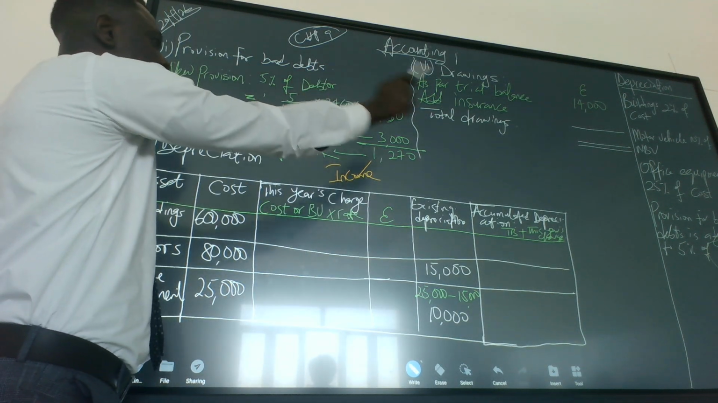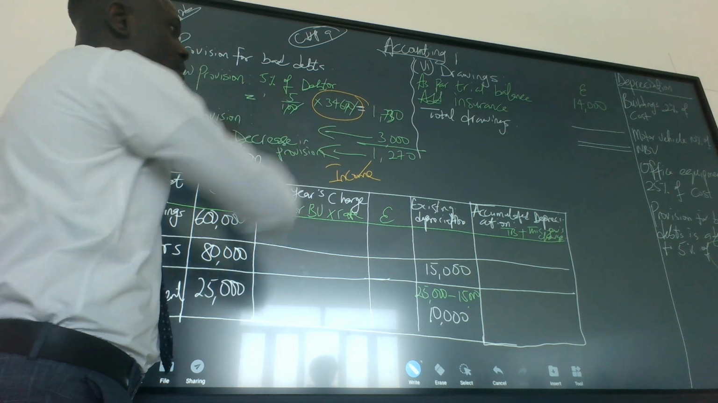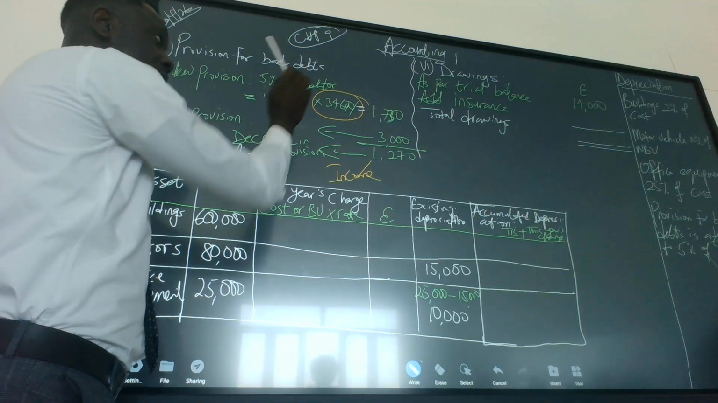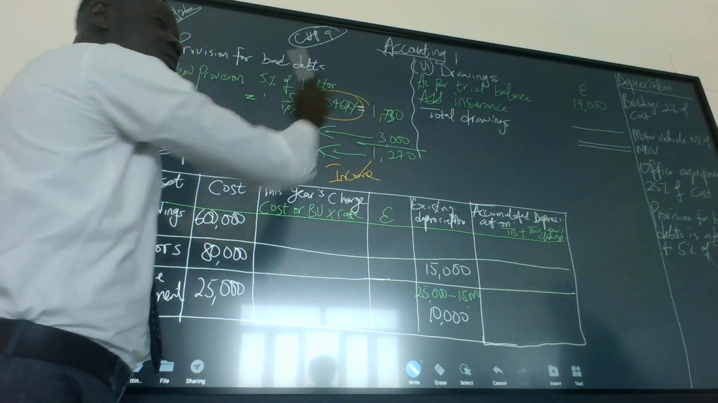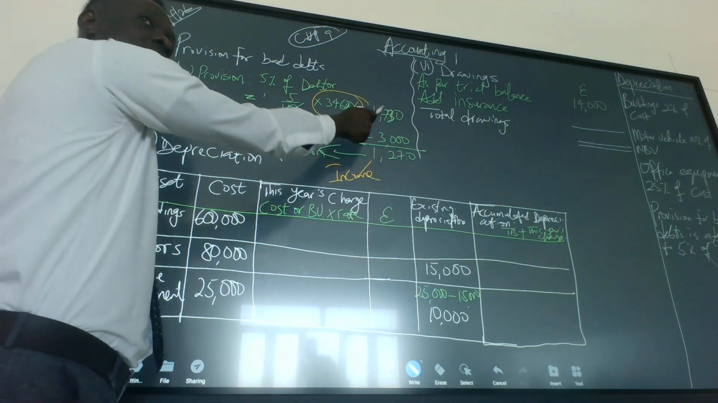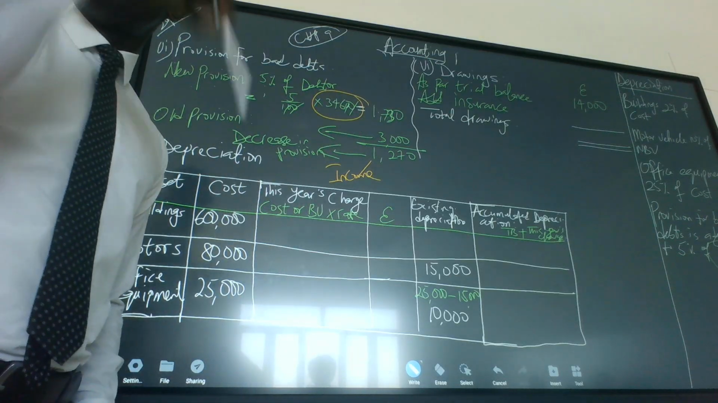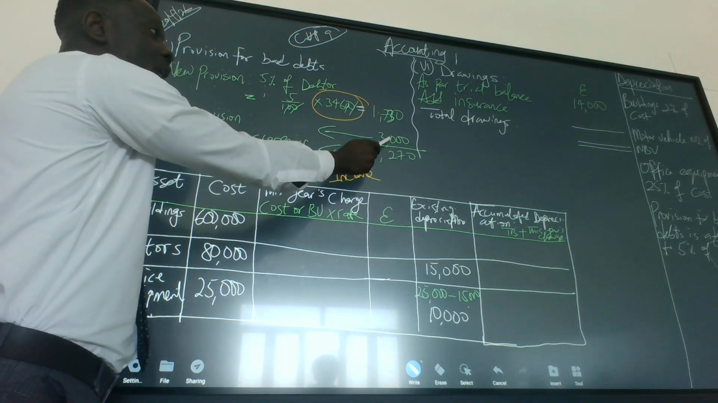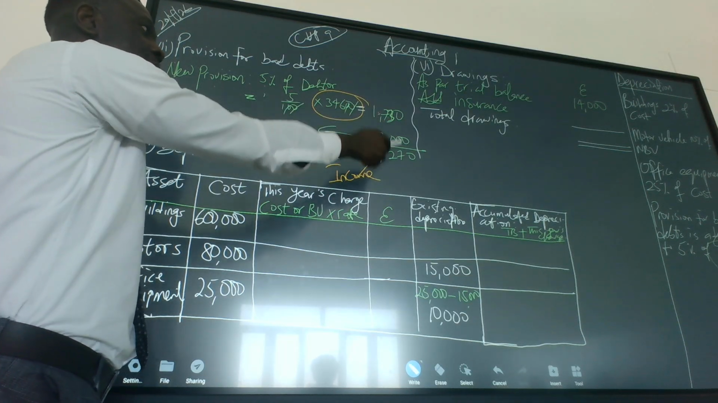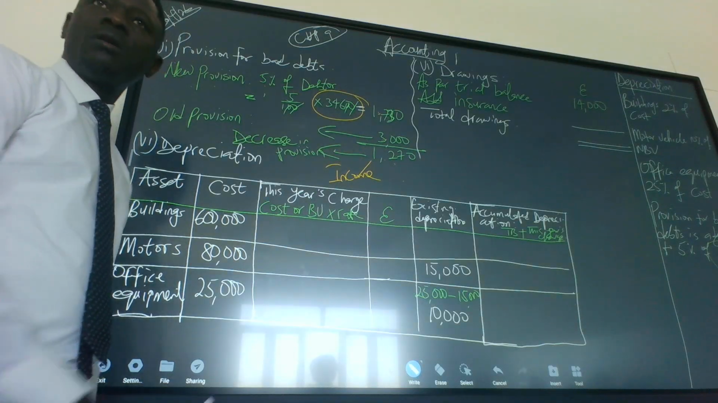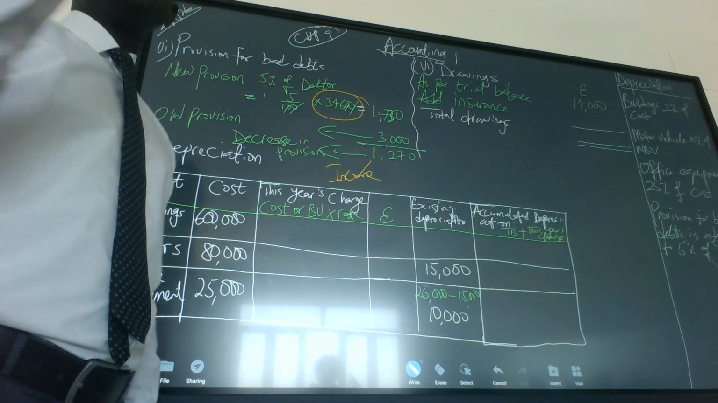Provision for bad debt was 5% of debtors. This is your debtors. The new provision should be 5% of it. Our new provision is 1,730. The old provision was 3,000. Old minus new gives us the expense or income on provision for bad debt. Before now it was 3,000, now it's 1,730. It has reduced by 1,270. So this is an income for the business. So you treat it as income, yes?